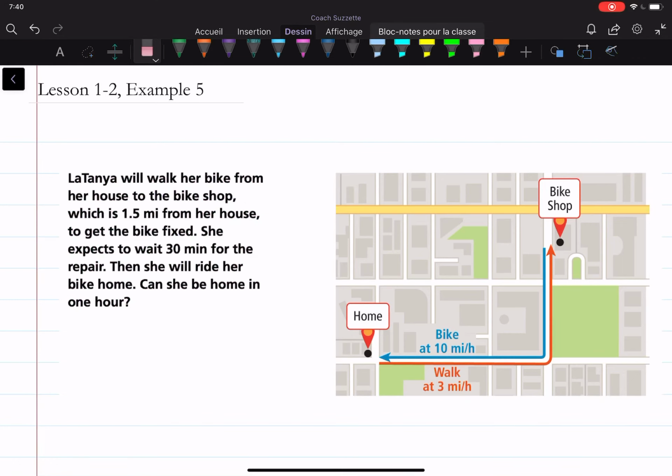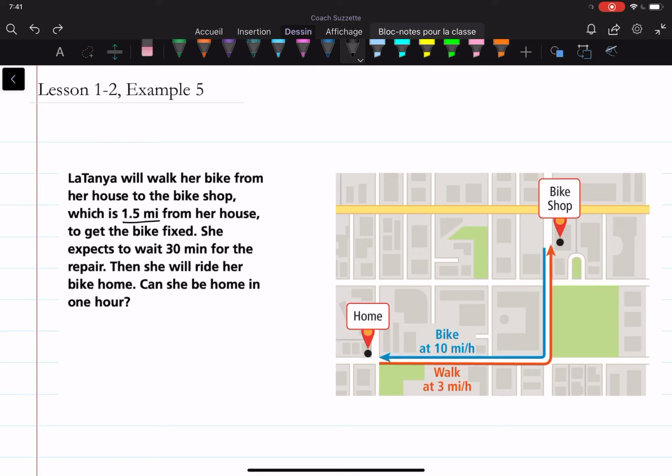Okay, there's a lot of information here, and there's also a nice map that shows us that she went from home to the bike shop and then back. We can also see the rate at which she traveled in each direction. We know how far it is from her home to the bike shop when she travels along this path. Can we find out how long it takes her?